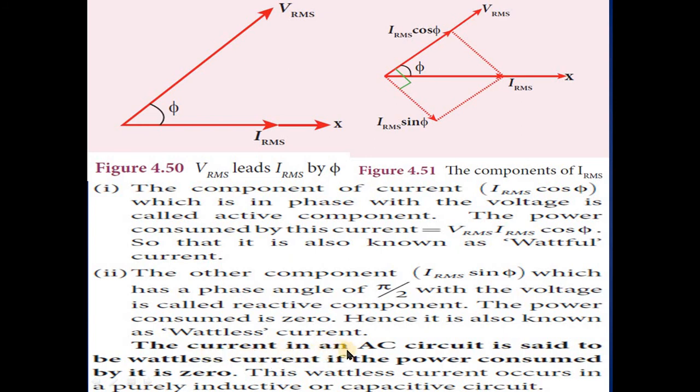This is a very important point. Please note it down. The current in an AC circuit is said to be wattless current if the power consumed by it is 0. So wattless current means the power consumed by it is 0. This wattless current occurs in a purely inductive or capacitive circuit. Please note it down, children.